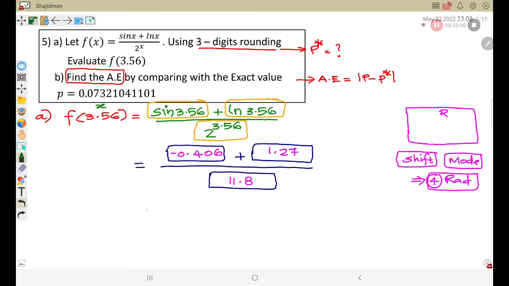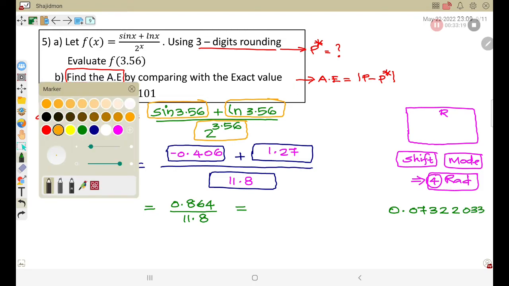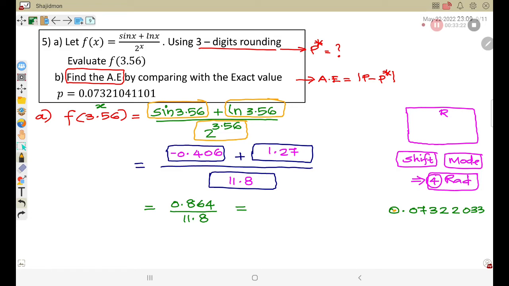Now the numerator term you can simplify: minus 0.406 plus 1.27, you will get 0.864, divide 11.8. Now totally you can calculate, you will get this number, correct? 0.073222033, like this. But how many digits do we need? We need only 3 digits, correct? As I told you before, the first 0 will not count. So this is the first digit, second digit, third digit, fourth, fifth, like that. We need only 3 digits rounding.